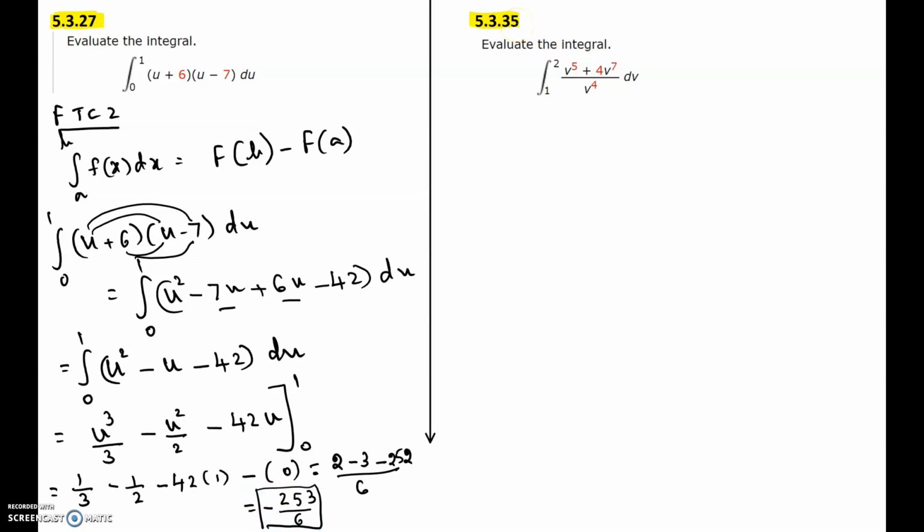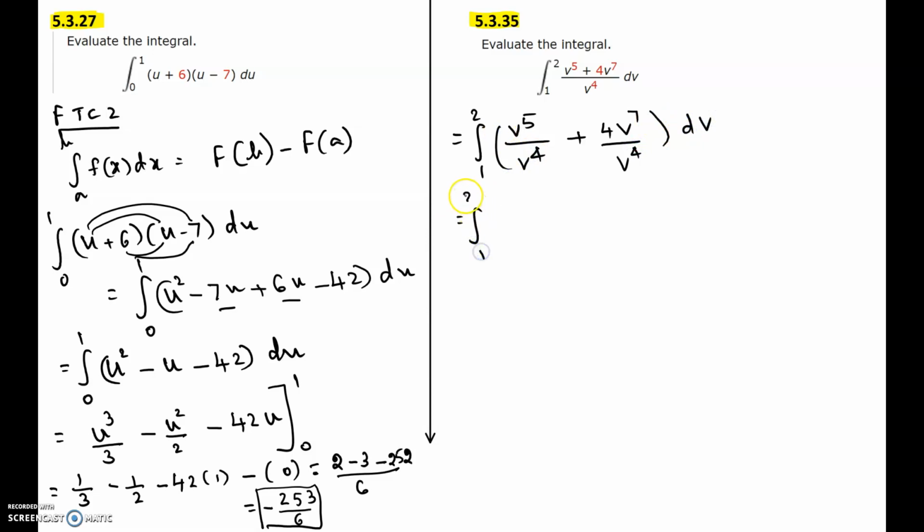Now let's do 35. Evaluate the integral from 1 to 2 of (v^5 + 4v^7) divided by v^4 dv. So to make use of the power rule, we are going to divide each one of the terms by the denominator. v^5 over v^4, and 4v^7 over v^4 dv.